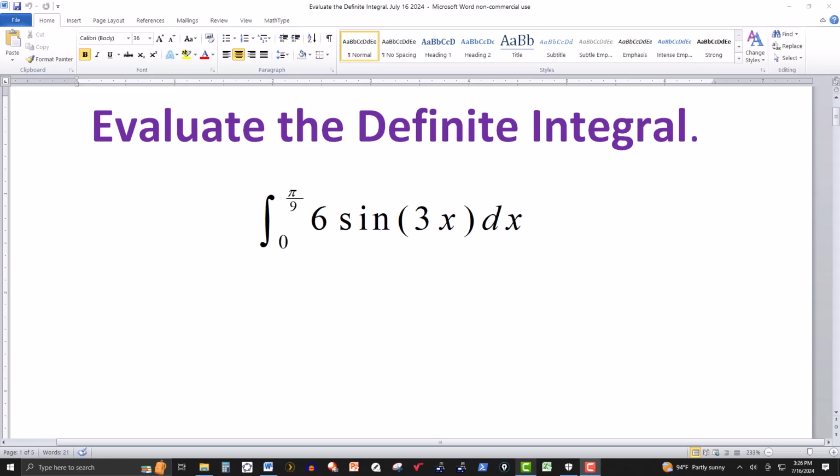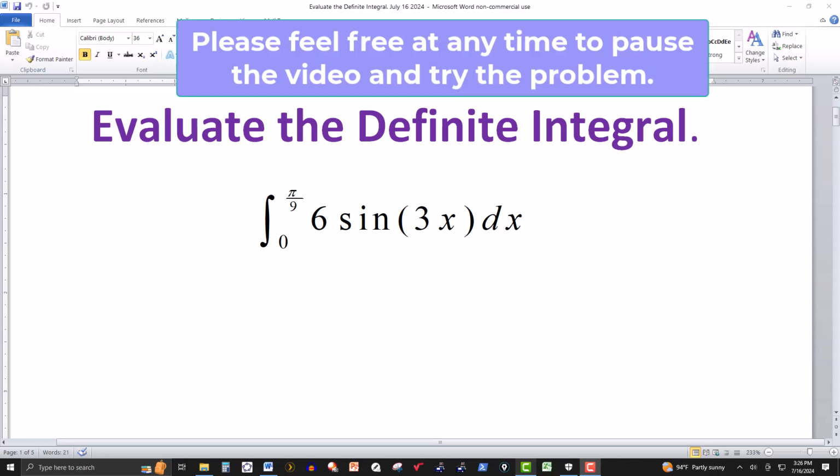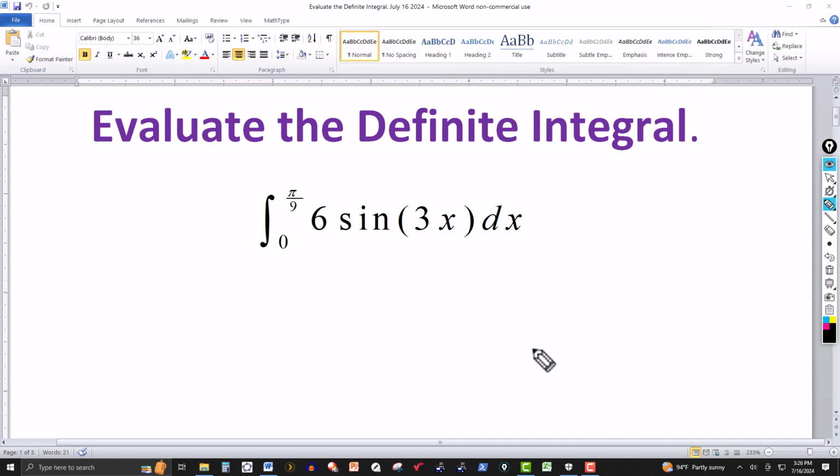In this video, we want to evaluate the integral from 0 to pi over 9 of 6 sine of 3x. This, of course, is a definite integral. And the main thing you have to decide here is what method to use. There's a bunch of them. You have a trig function here. You might be thinking trig substitution, U-substitution.